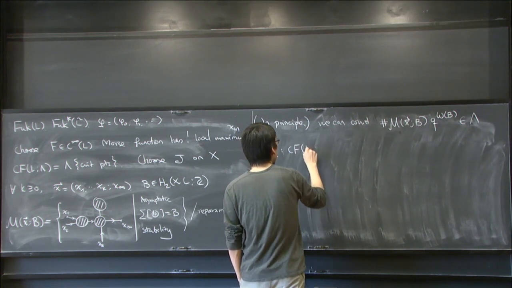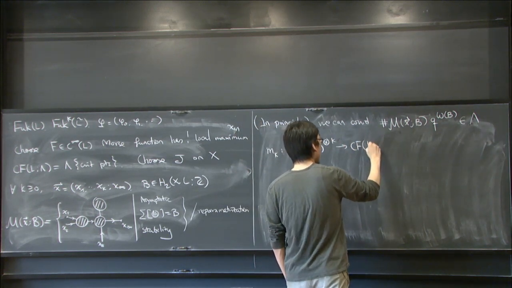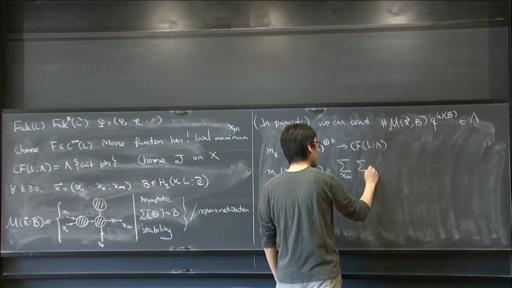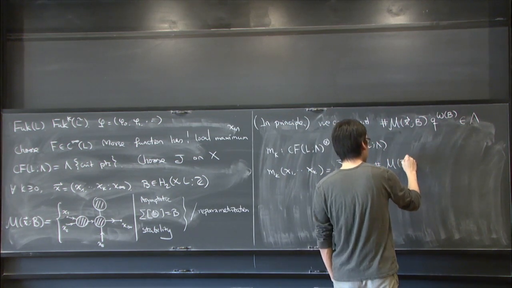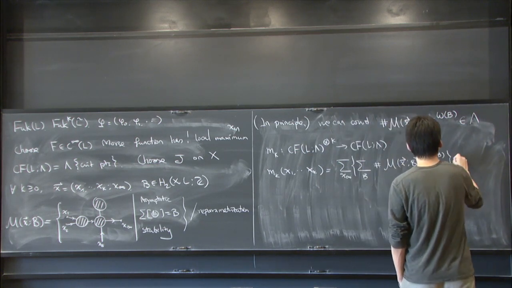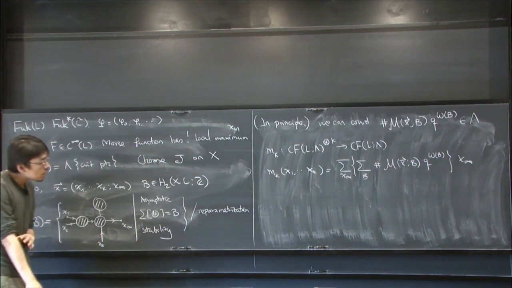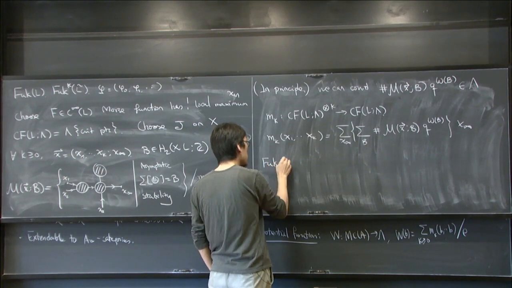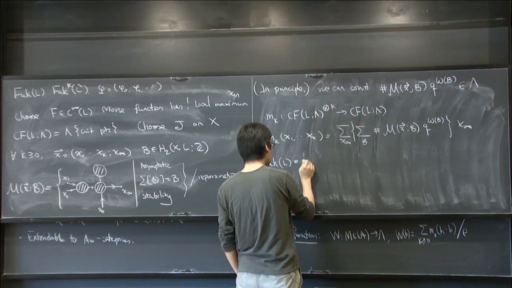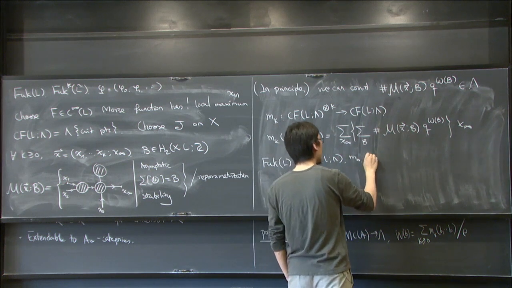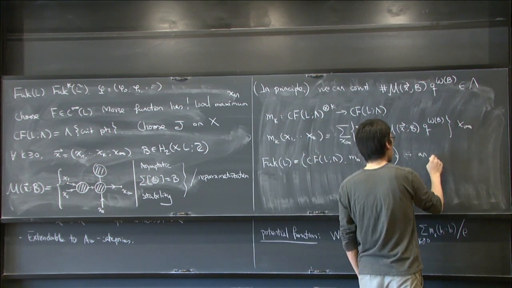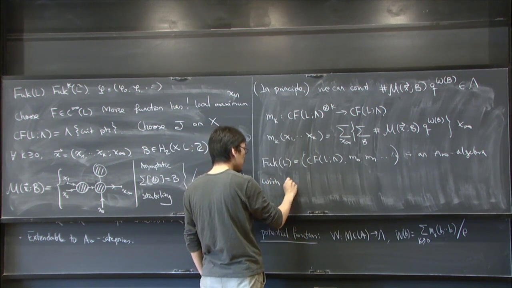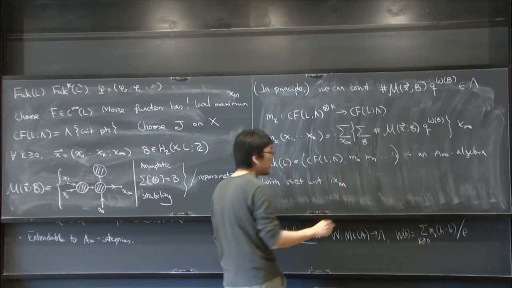And you can define the multilinear maps by these countings. You just need to define them over generators and then extend by the rule of multilinear maps. So then this is an A-infinity algebra with a strict unit given by this maximal critical point.